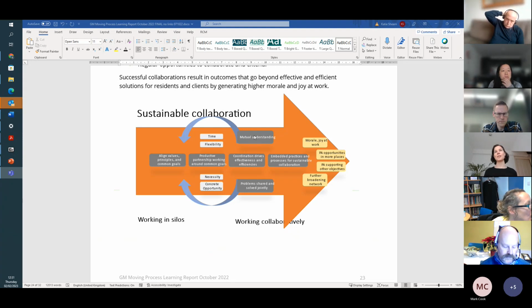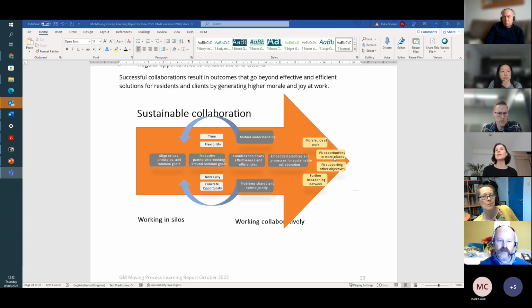And what we've seen in this work is a cyclical approach to working in partnership, where you're building mutual understanding and jointly solving problems over a number of different projects or issues. That leads to embedded practice and process. And that leads to more opportunities for physical activity in more places, physical activity supporting other objectives, but also importantly, morale, joy at work, and that broadening network that I mentioned before.